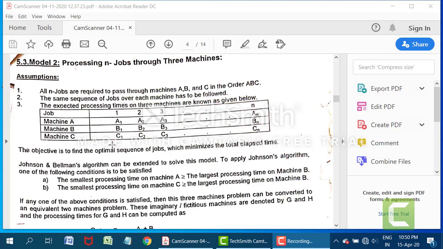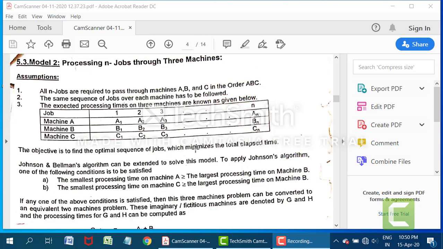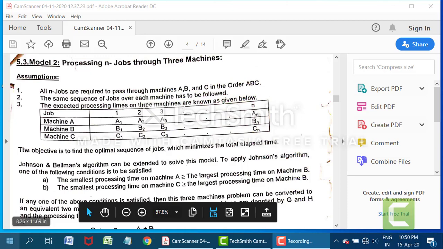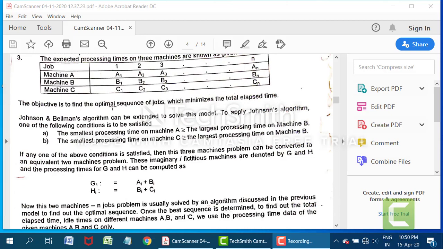The processing time data for various jobs on the three different machines will be given like this. The same sequence of jobs over each machine has to be followed. Whatever sequence we find, the same sequence has to be followed on every machine. The objective is to find the optimal sequence of jobs which minimizes the total elapsed time. So here also, the objective of this sequencing model is to find the total time of processing of all the jobs, which minimizes the total elapsed time. What is the optimal sequence of jobs? And for the optimal sequence, what is the total time required for completing all the jobs?